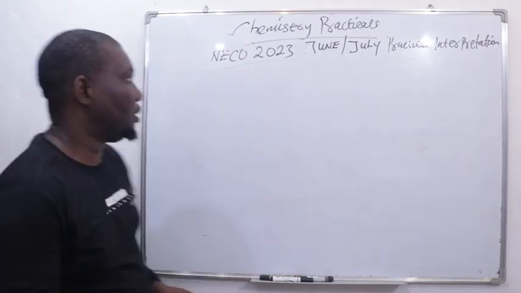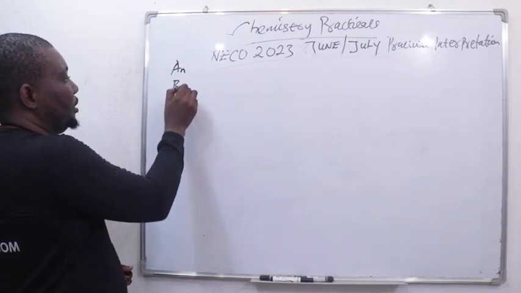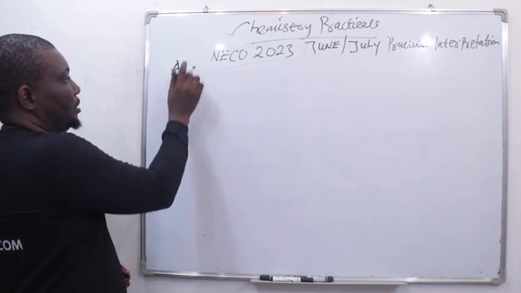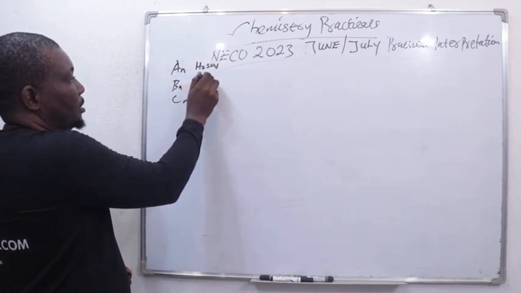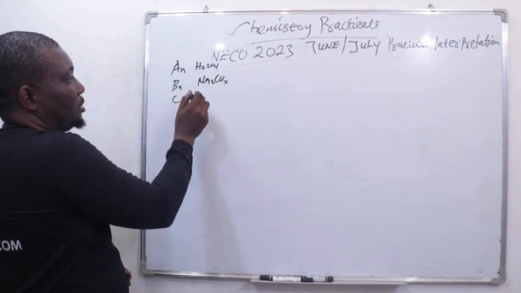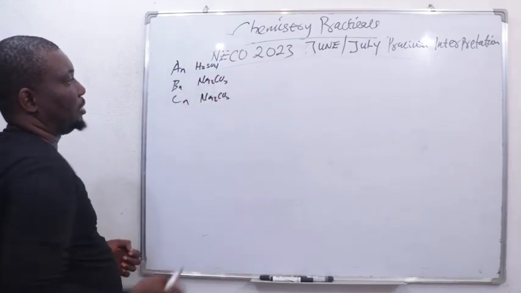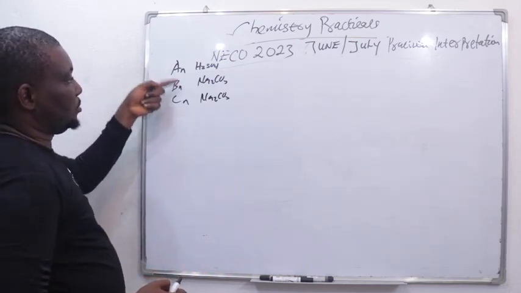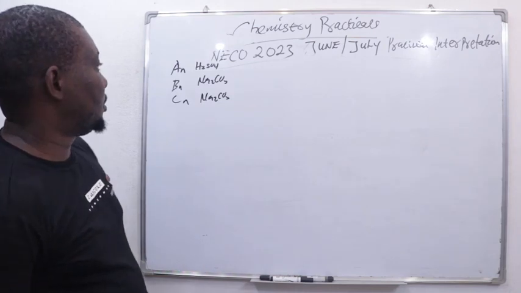You are given three items, A, B, C. Labels A, B and X. This is acid, this is base. Acid is H2SO4 and the base is sodium carbonate, and the salt is also sodium carbonate. The two things are similar. So this is for number one, this is for number two. Number three will be a general question.